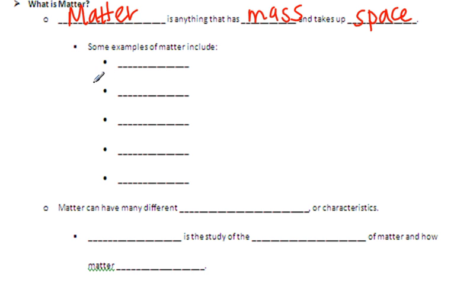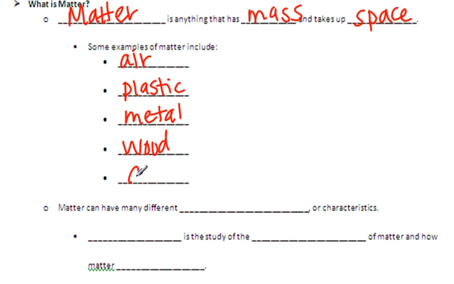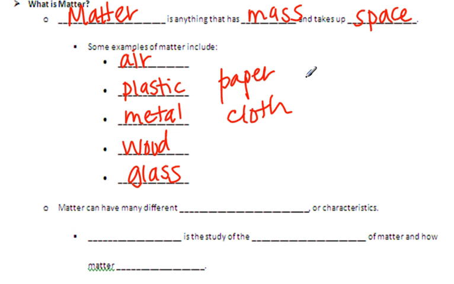So some examples of matter include air, plastic, metal, wood, glass, even paper and cloth. And there's lots of things that you can use as examples of matter. Because again, it's anything that has mass and it takes up space. So those are lots of different examples you could use.